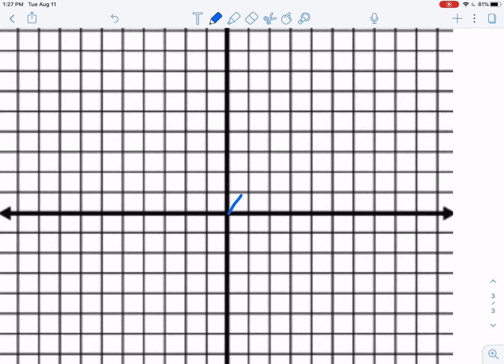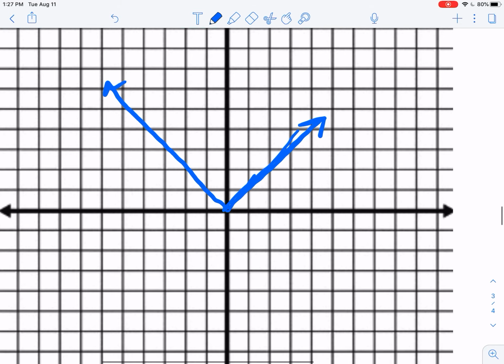So if you remember, pretend I can draw. Wow, that's terrible. Okay, whatever, sorry. That's an absolute value function where its slope on one side is positive 1, its slope on the other side is negative 1, and it goes through.